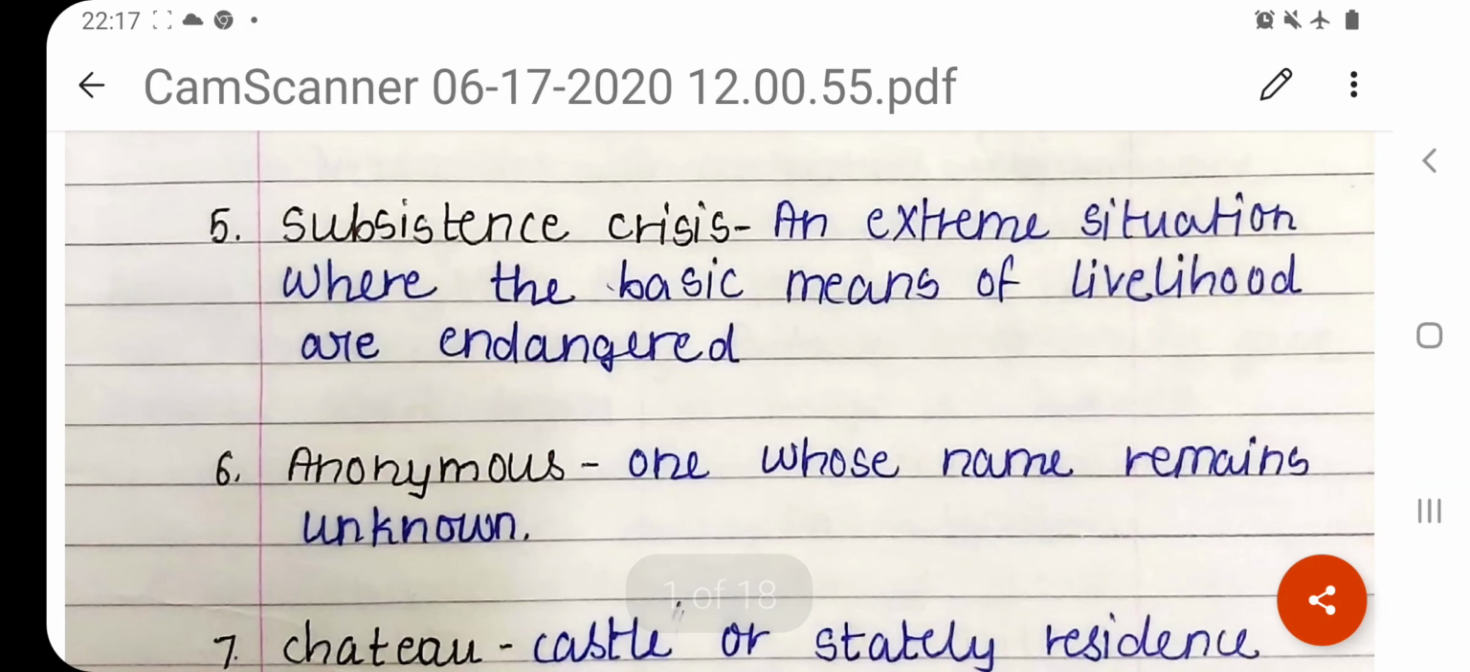Subsistence crisis, an extreme situation where the basic means of livelihood are endangered. A subsistence crisis happens when people have no food to eat, they have no money to buy that food, and there's starvation, and this also angers the people. So this is what was happening in France, and people were fed up with their government.